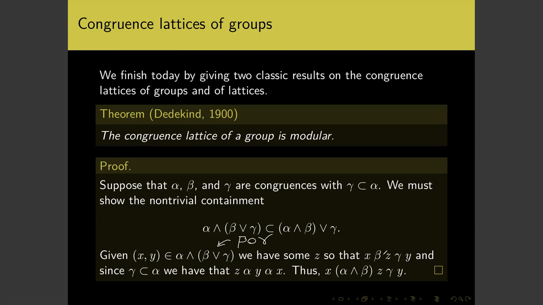And so we have this, and since gamma is a subset of alpha, we actually have that z alpha y. The reason for this is that we have x beta z gamma y from this part, but xy is also in alpha. There we go. xy is also in alpha because it's in the meet of these two congruences.